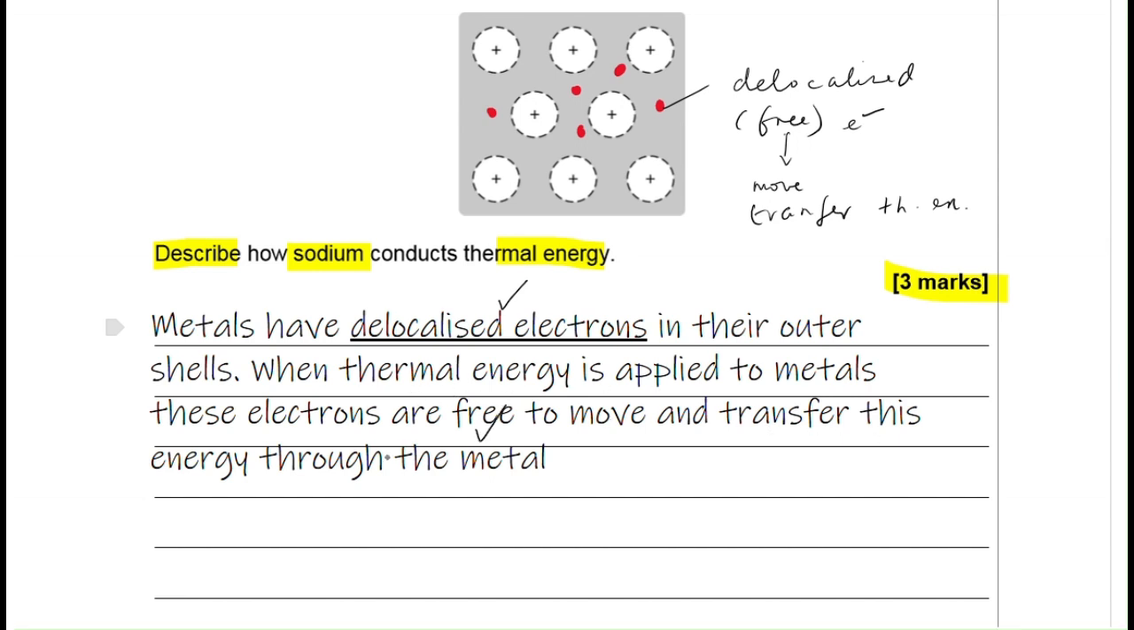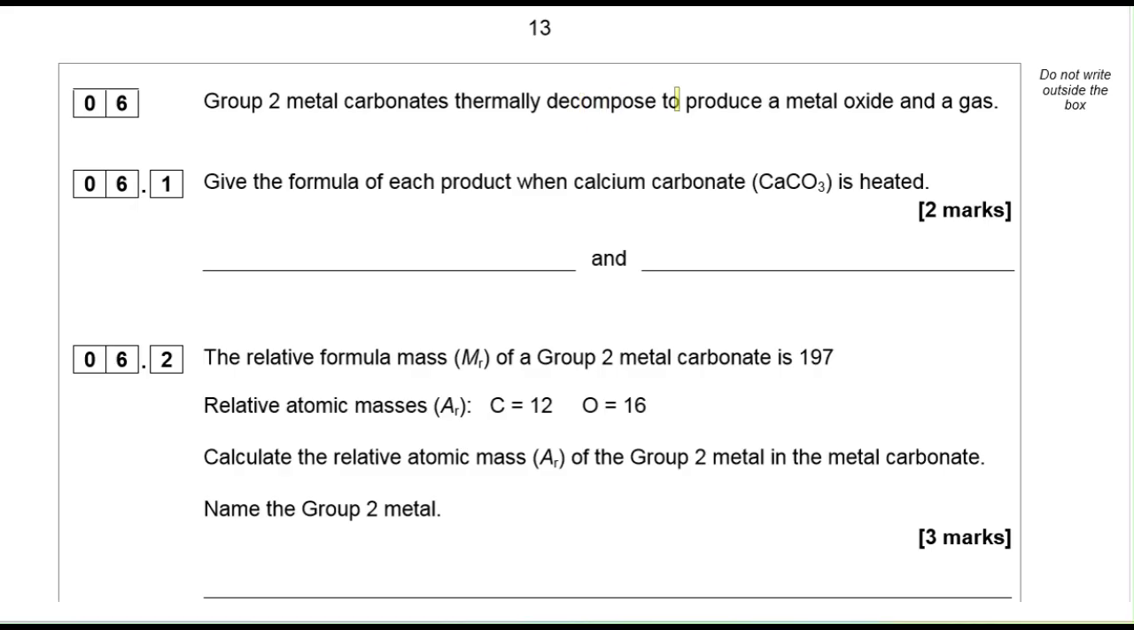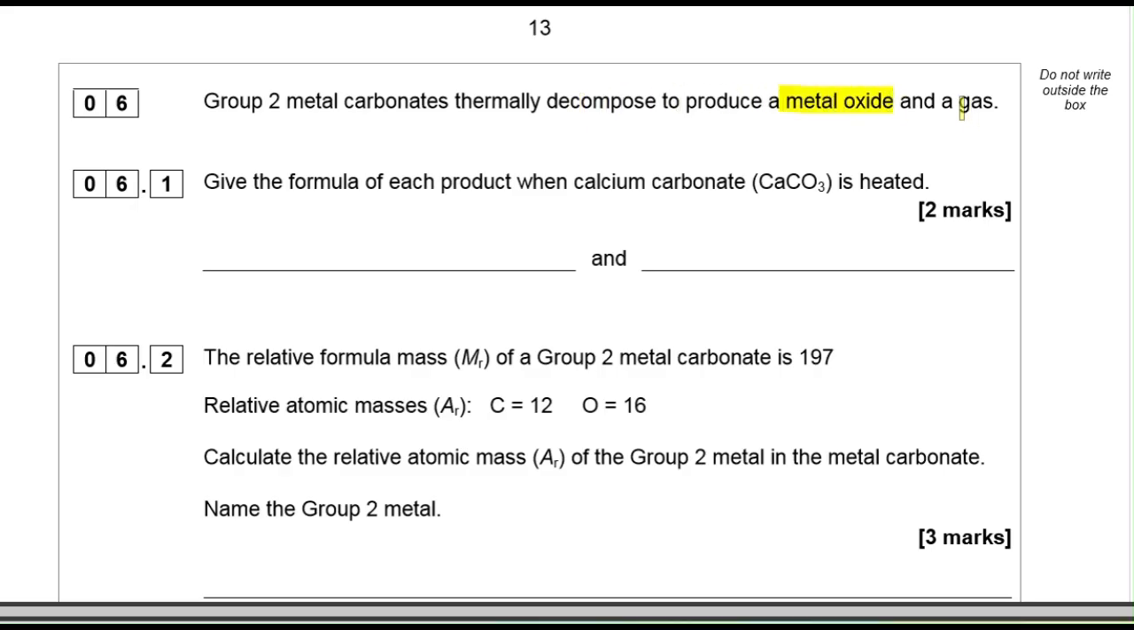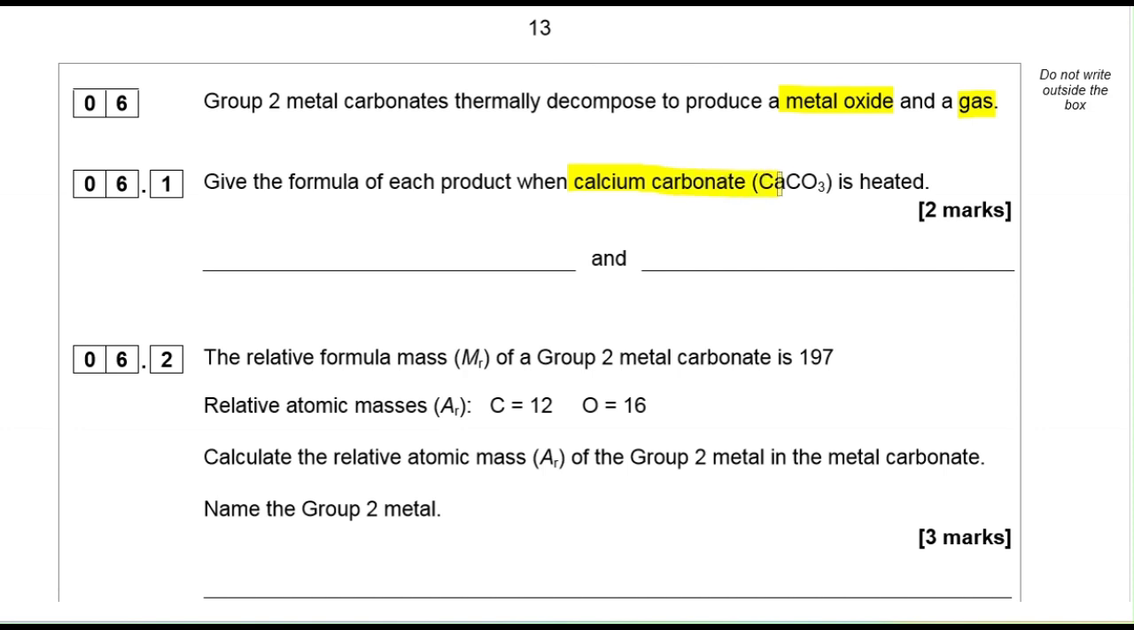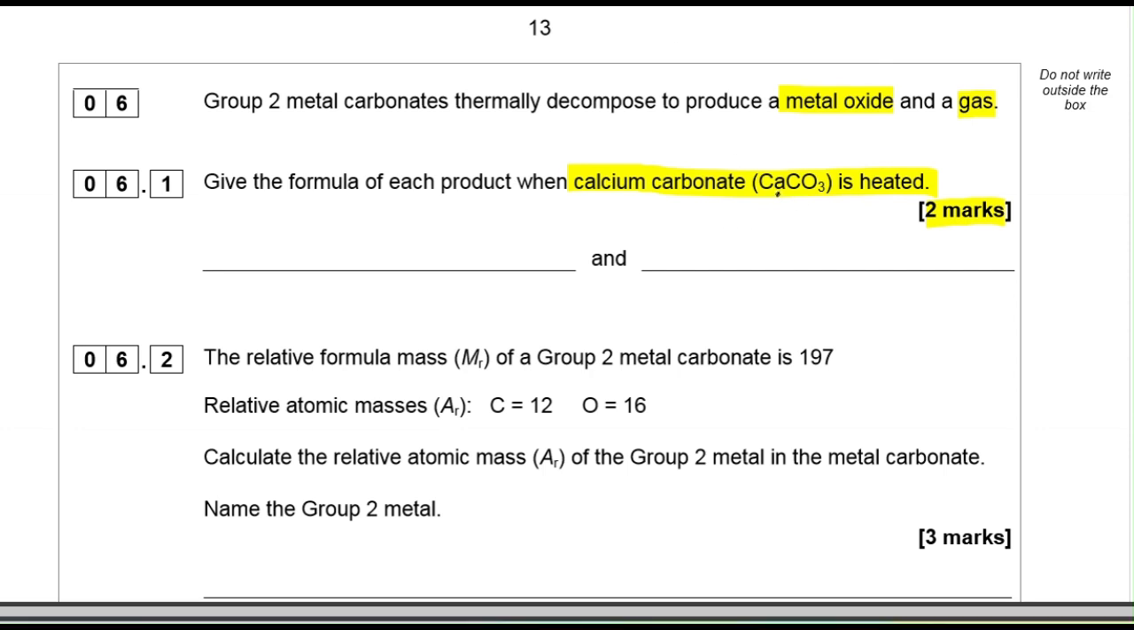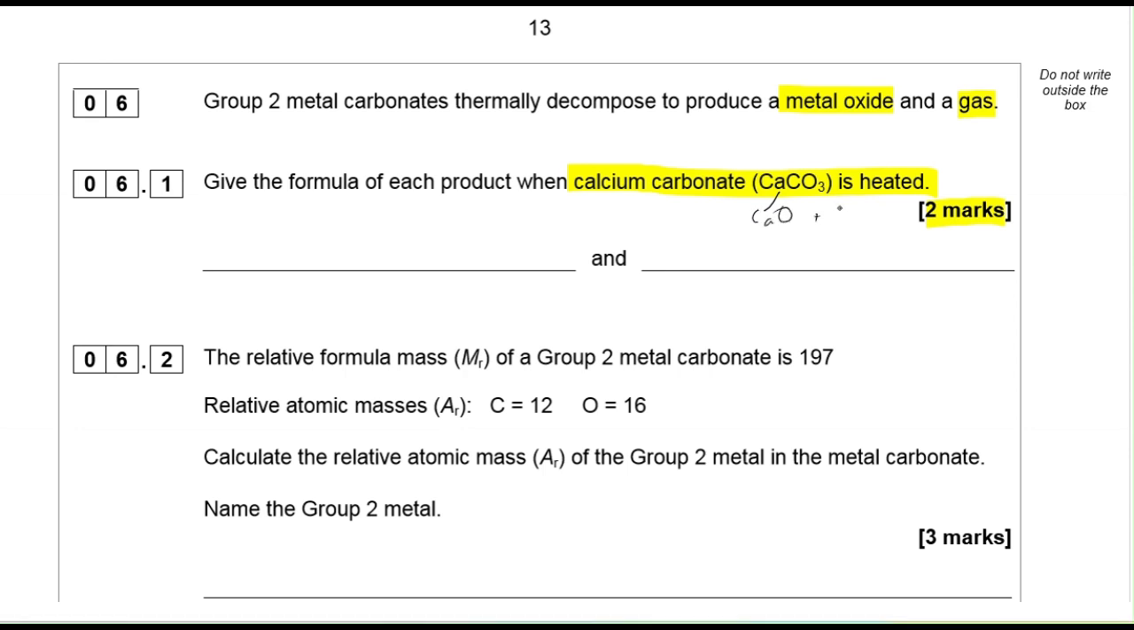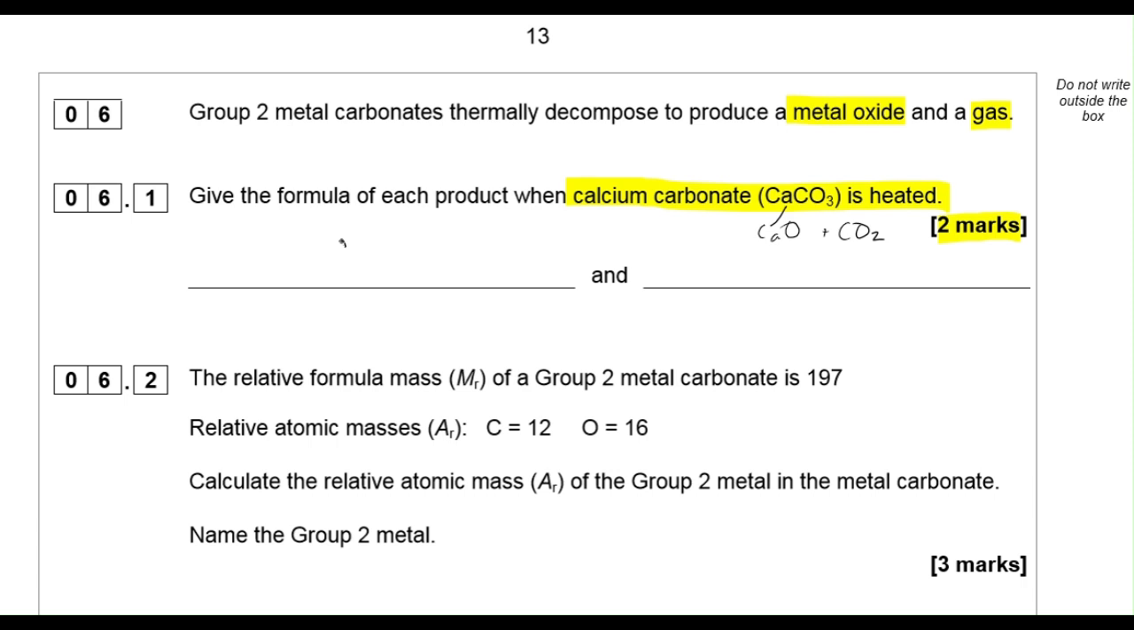6. Group 2 metal carbonates thermally decompose to produce a metal oxide and a gas. 6.1. Give the formula of each product when calcium carbonate, CaCO3, is heated. And this is a 2-mark question. This question is based on the topic about the conservation of mass and when products give off gases during a reaction. Carbonates, when heated, will always decompose to give an oxide and carbon dioxide gas. So, the answer for this question is calcium oxide and carbon dioxide for 1 mark each.